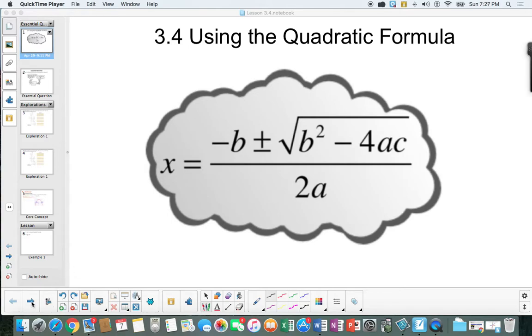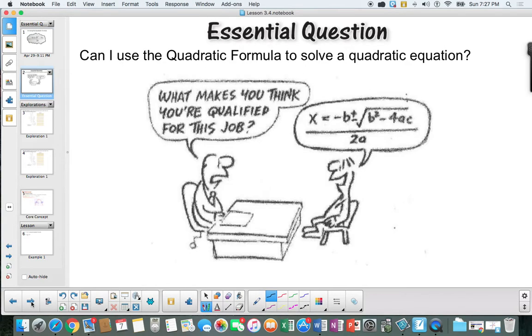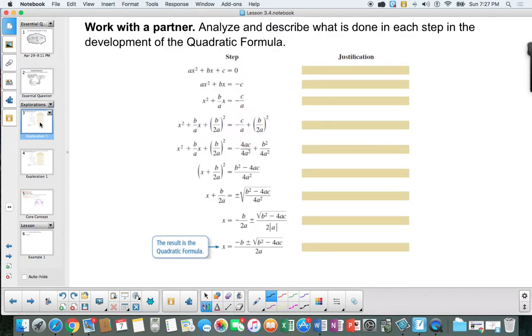3.4 Using the quadratic formula. Essential question: can I use the quadratic formula to solve a quadratic equation? Let's first start by developing the quadratic formula.